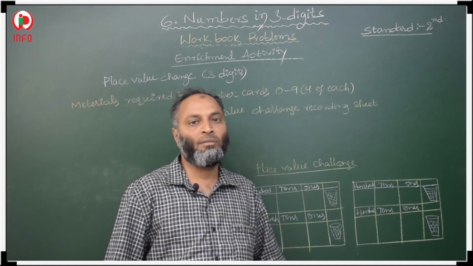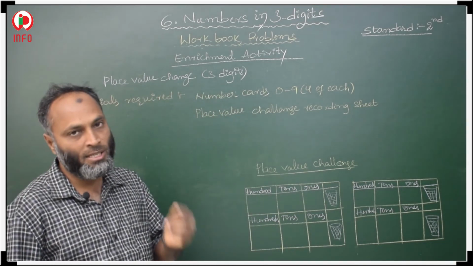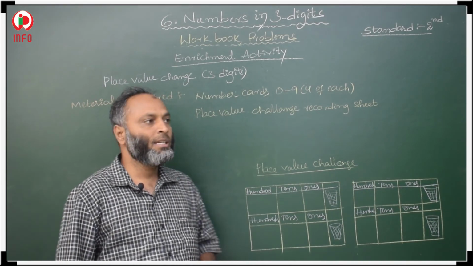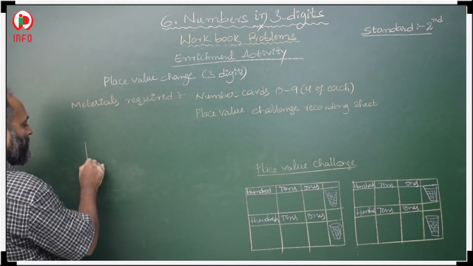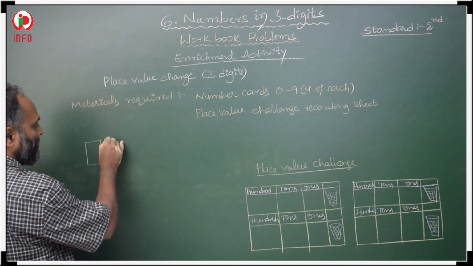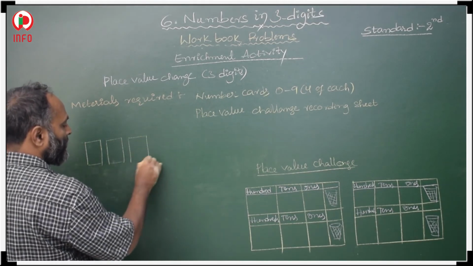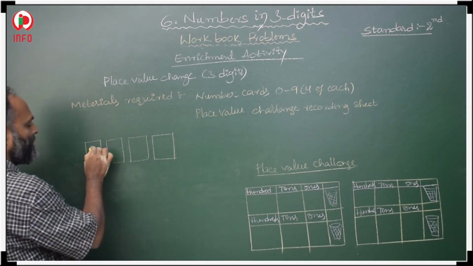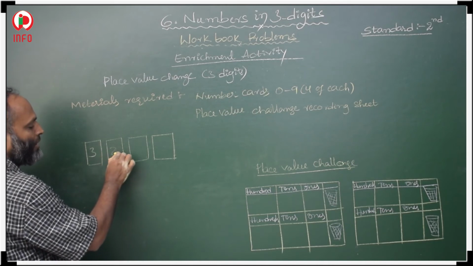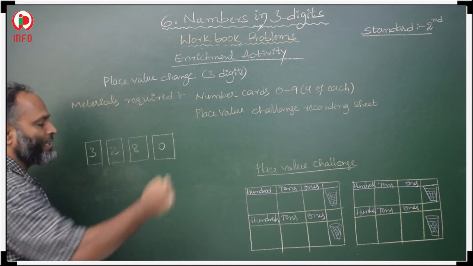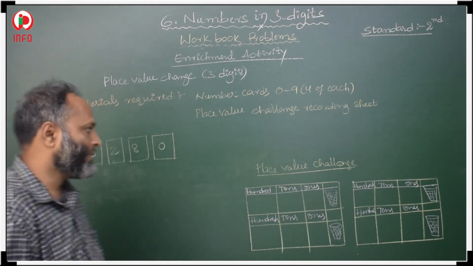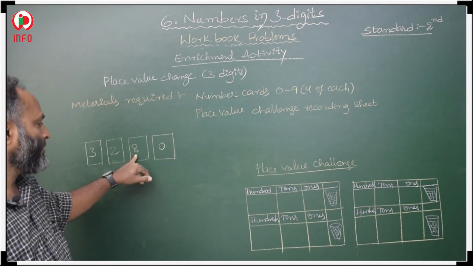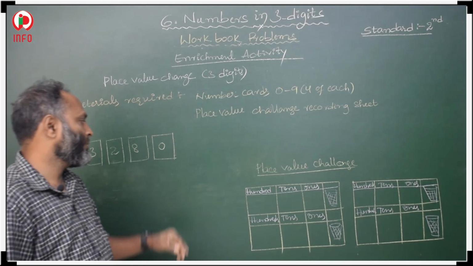After shuffling the cards, what do we have to do? We have to select one card from each set. One card from each set. Suppose the first time we selected these 4 cards: number 3 card, number 2 card, 8 card and 0 card. So like this you got. If you select one card from the first set, that is 3, second card from the second set, that is 2, third card from the third set, 8, fourth card from the fourth set is 0.